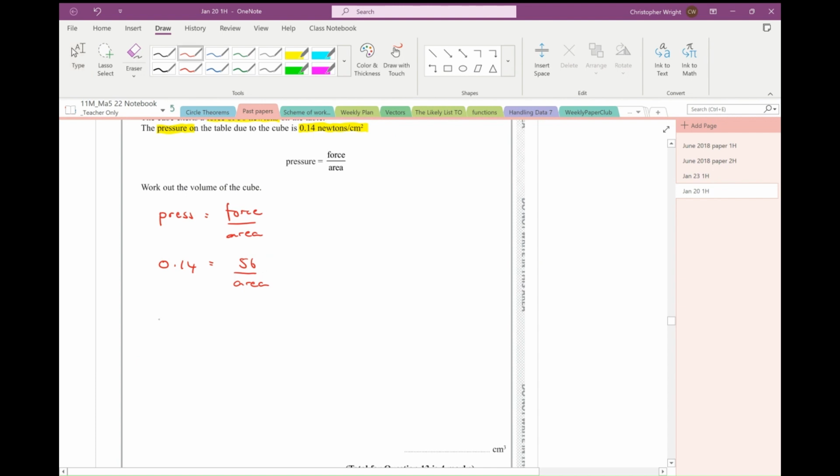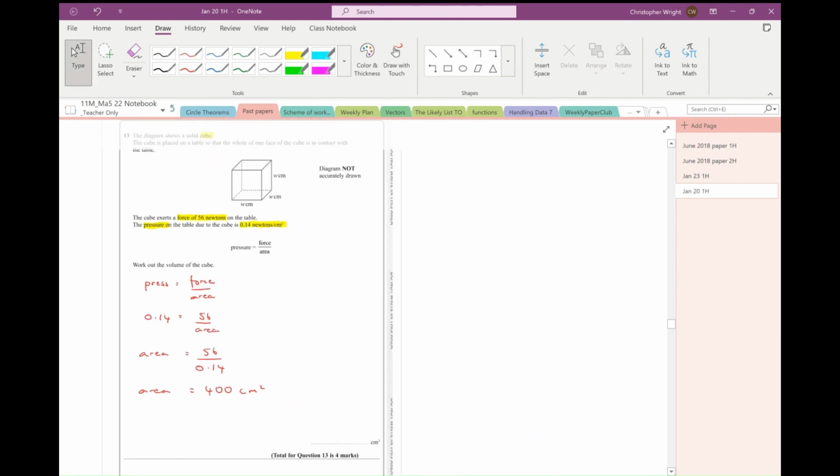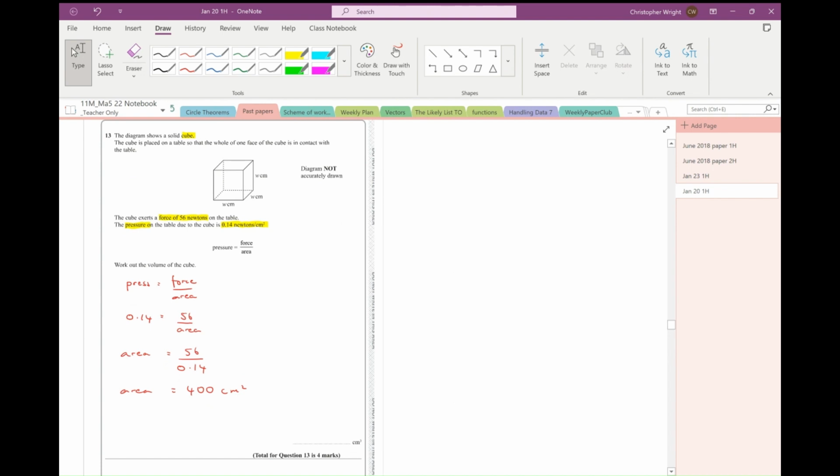The area will be 56 divided by 0.14. So the area of one face of the cube is 400 square centimetres. How's that going to help me find the volume of the cube? I've got to highlight what we're asked to find, the volume of the cube.